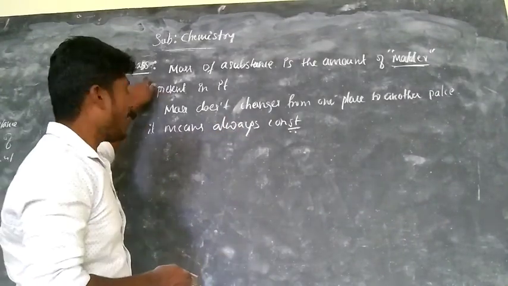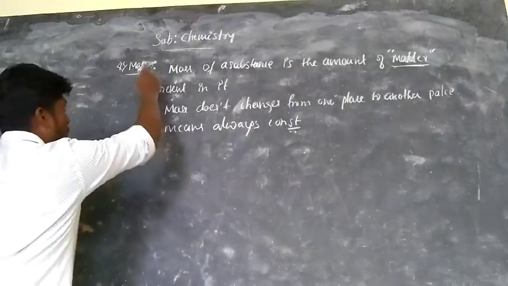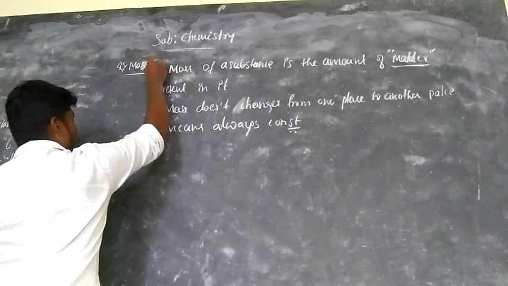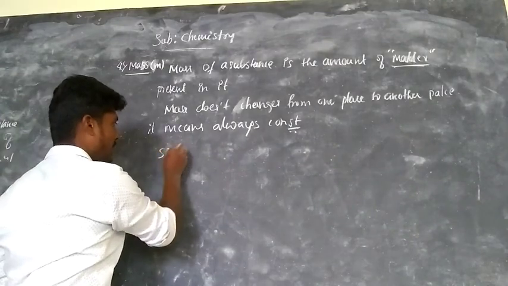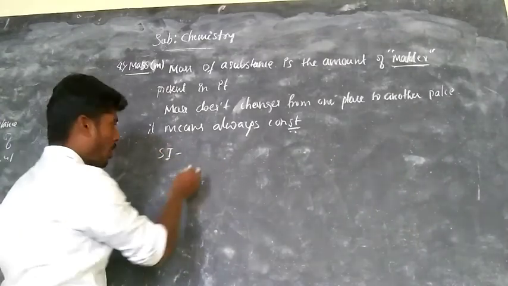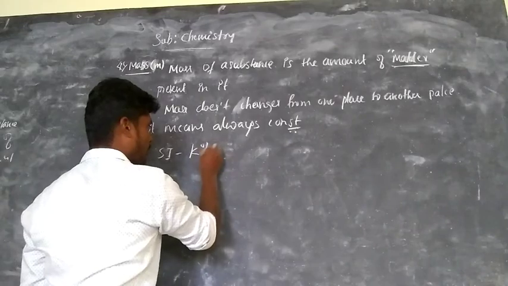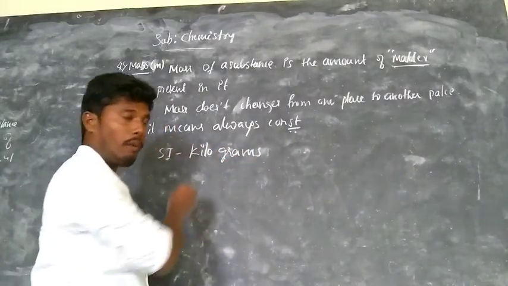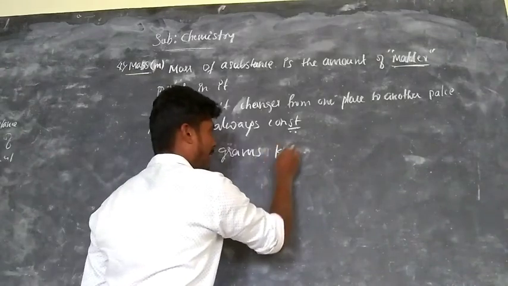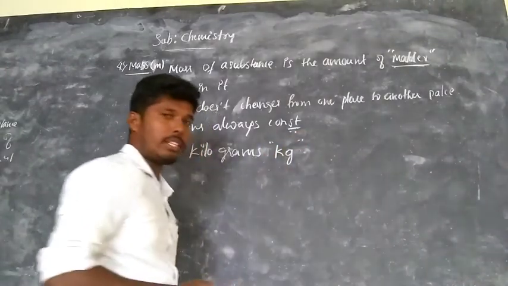And you know the symbol of mass is indicated by small m, and the SI unit of mass is kilograms. Kilograms is the SI unit of mass, and it is represented as kg.